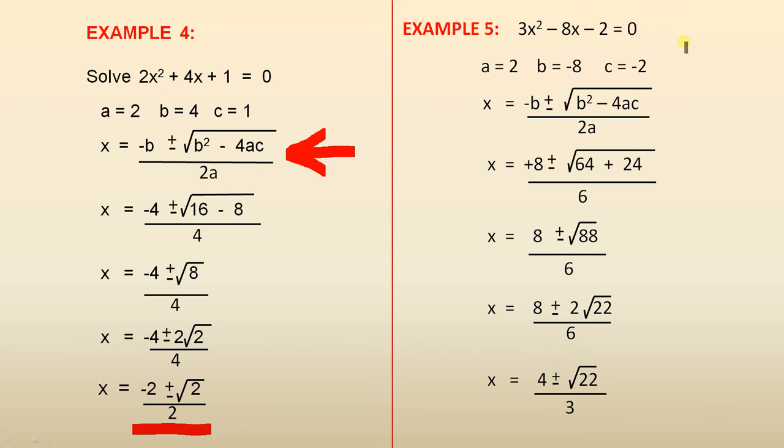Example 5, here is the quadratic equation. Here are the values of a, b and c. Here is the quadratic formula. This line we substituted a, b and c into the formula. When we simplify under the square root sign, we get to this line. When we simplify the square root of 88 to 2 the square root of 22, we get to that line. Divide numerator and denominator by 2, and that is the answer.